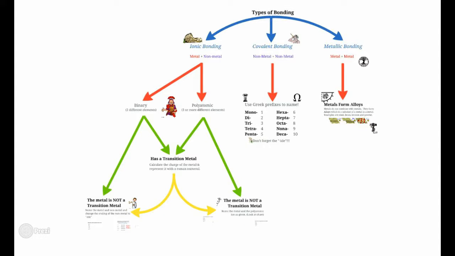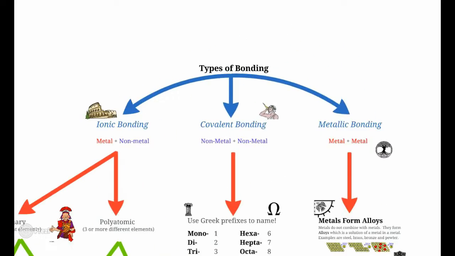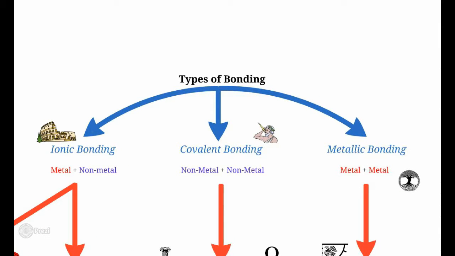I figured out a pattern for how to actually name these properly. You'll notice, though, with ionic bonding, there are a lot of rules. Big time. All right, so there are 3 types of bonding.